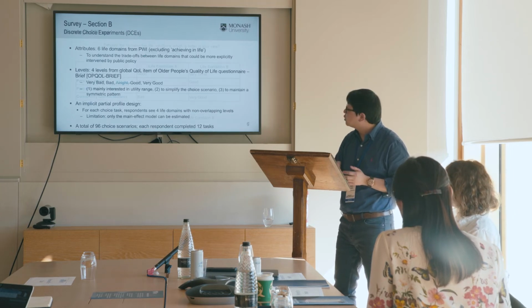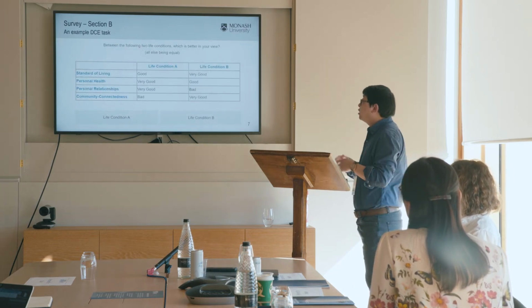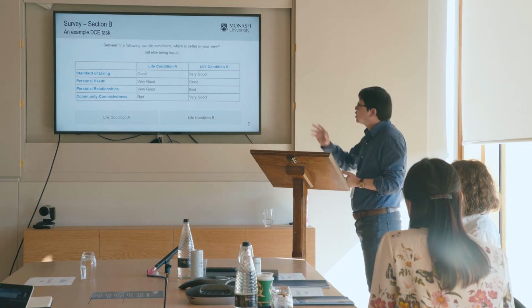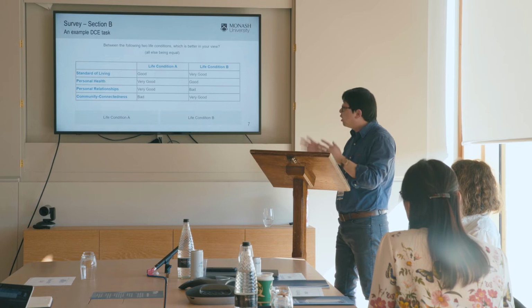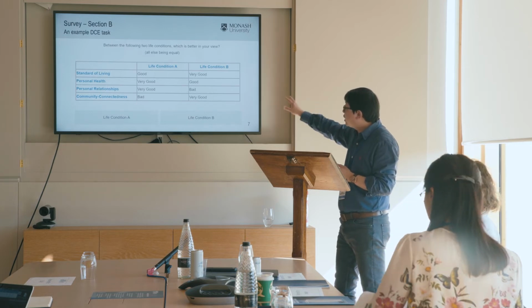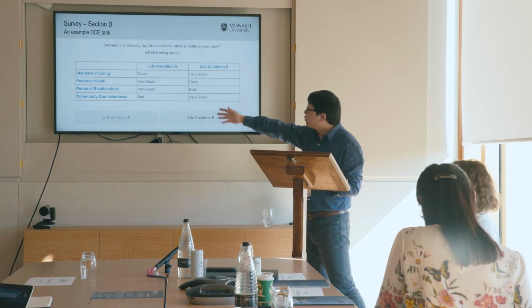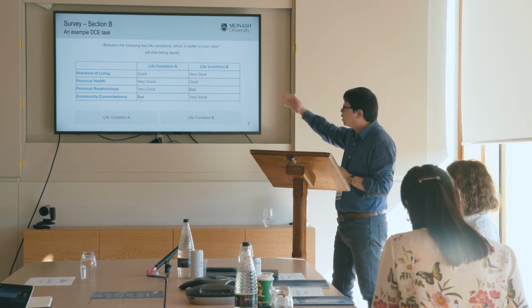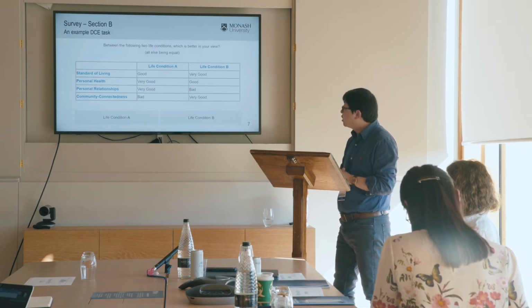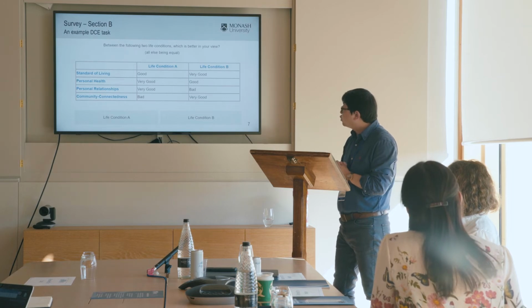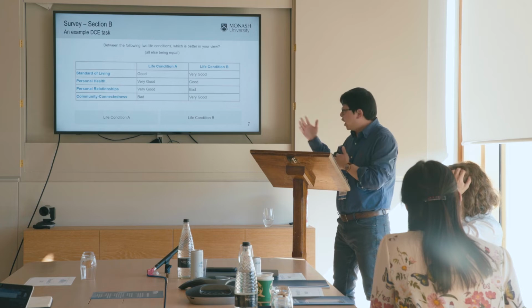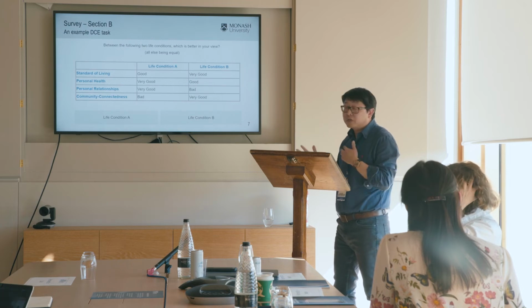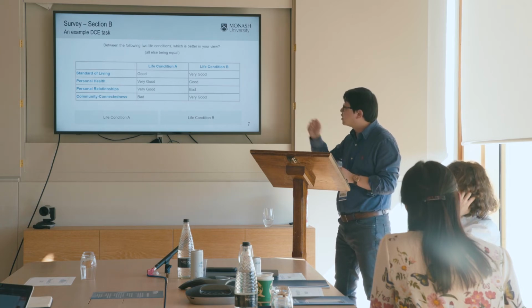Let me show one of the examples here. In this example task, the respondent was asked, between the following 2 life conditions, which is better in your view, assuming all else being equal. They face life condition A and life condition B, and each is described based on life domains and corresponding levels. The respondent can tell us which life condition they think is better. Each time it changed and repeated 12 times, altogether 96 of these choice scenarios.